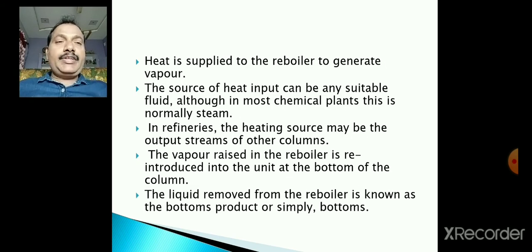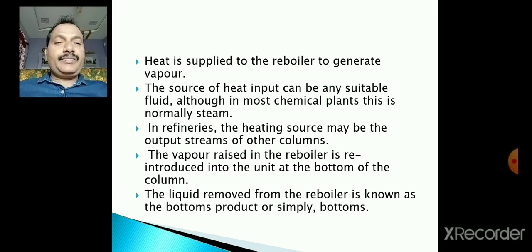Heat is supplied to the reboiler to generate vapor. So that is the heat purpose, and the source of heat input can be any suitable fluid, although in most chemical plants this is normally steam. So the steam gives the heat, and it will be used as a heat input in the reboiler.